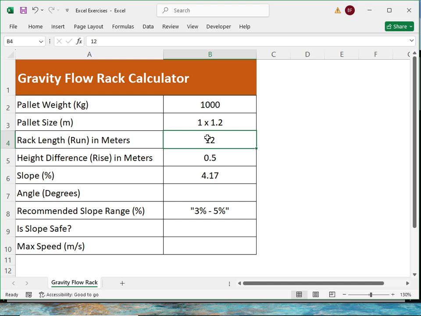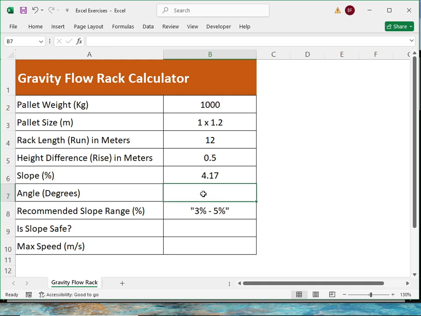So you can also adjust this, and if you adjust the length and the height difference of the rise, of course the slope will differ. And the recommended slope range is between 3% to 5%. That would be safe enough for the pallet to slide along the gravity flow rack.